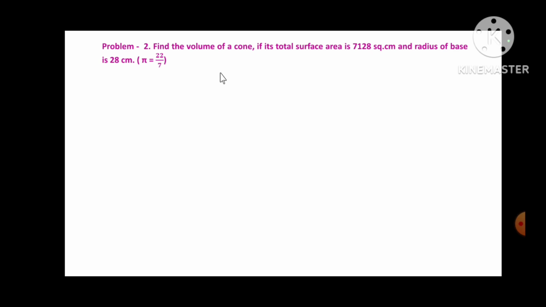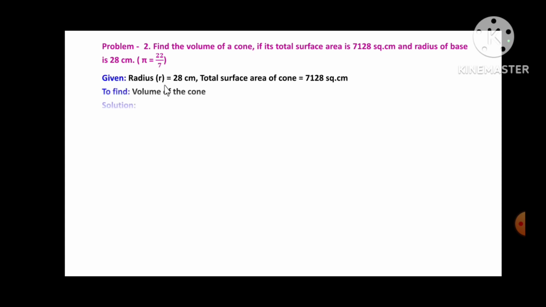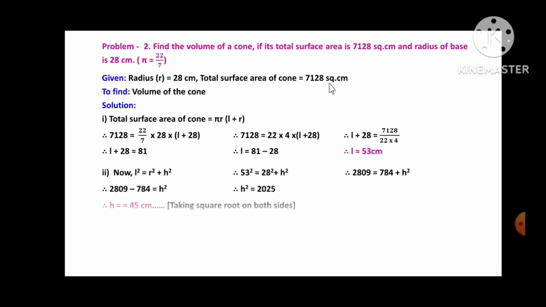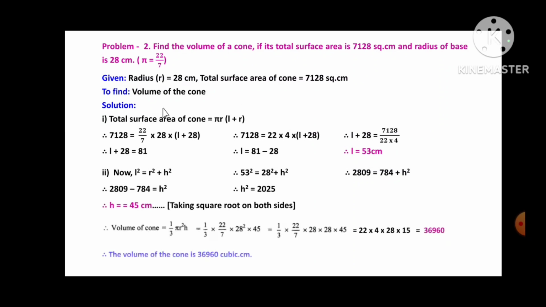Next, problem number 2. Find the volume of the cone if its total surface area is 7128 square centimeter and the radius of the base is 28 centimeter. Here pi is equal to 22 upon 7. Friends, the given things are: radius is 28 centimeter, total surface area of the cone is 7128 square centimeter. We have to calculate the volume of the cone.